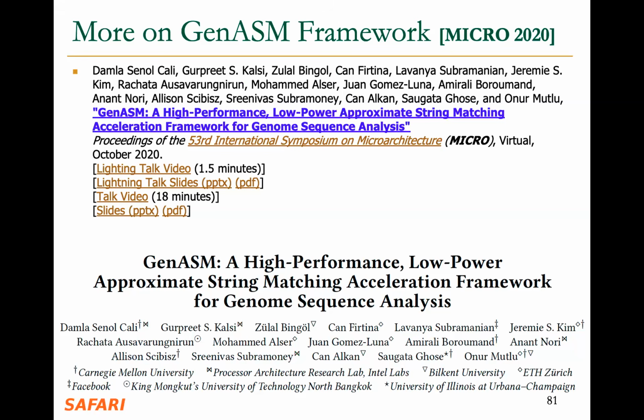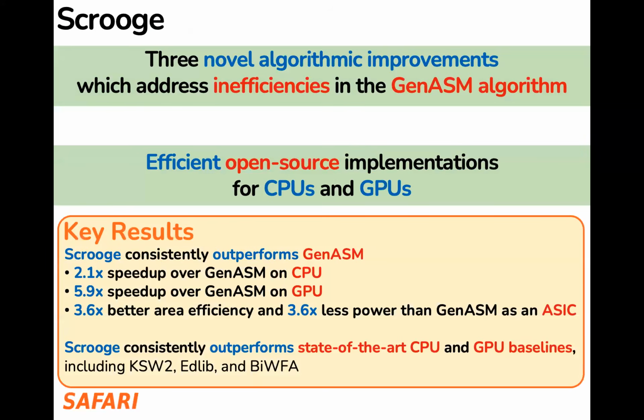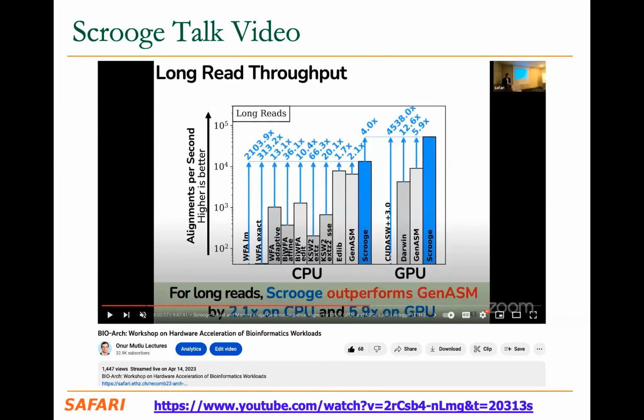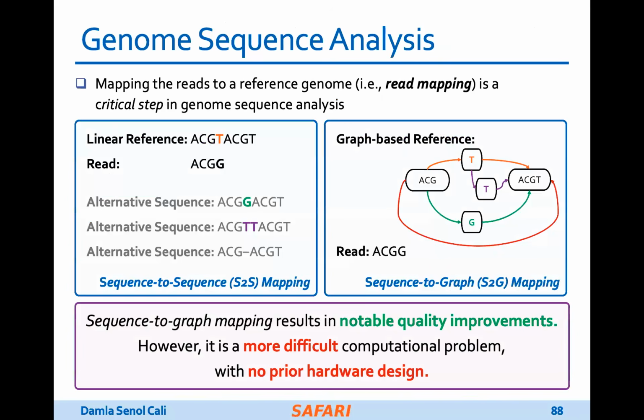So what we talked about so far is sequence-to-sequence alignment. But problems are actually getting more complex in genomics also. I'm going to skip this one, but this is an improved version of GenASM over here. And you can actually find all of this on GitHub and look at my students' video. Problems are getting more complicated in sequence genomics. I'm going to mention one thing. So far, we want to map one sequence to another sequence, right? You have a single reference genome.